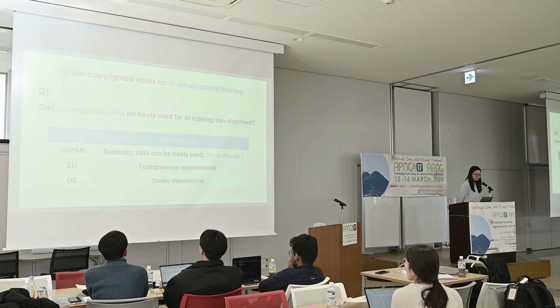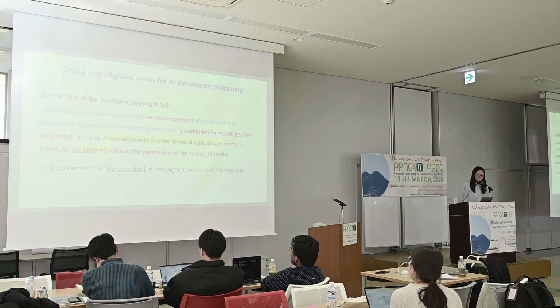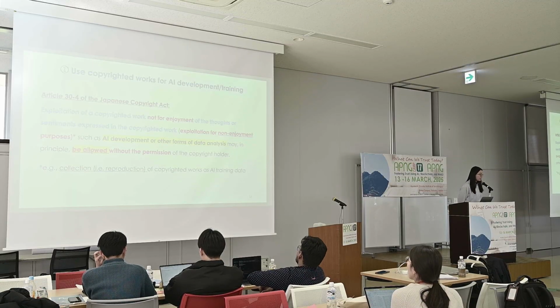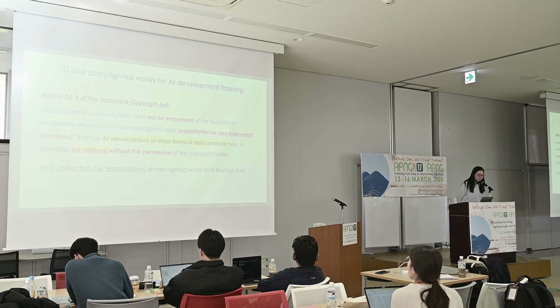And for Europe, actually it's the European AI Act, so they have a transparency requirement. But for the United States, it's still under discussion. Okay, this is the Japanese Copyright Act, Article 30-4. As you see from the part marked in yellow, this is saying that AI development or other forms of data analysis are allowed without permission of the copyright holders. Of course, it is not absolute, so there are some basic conditions.